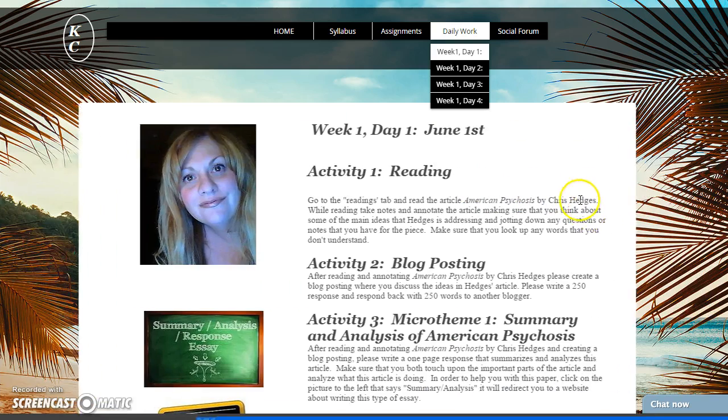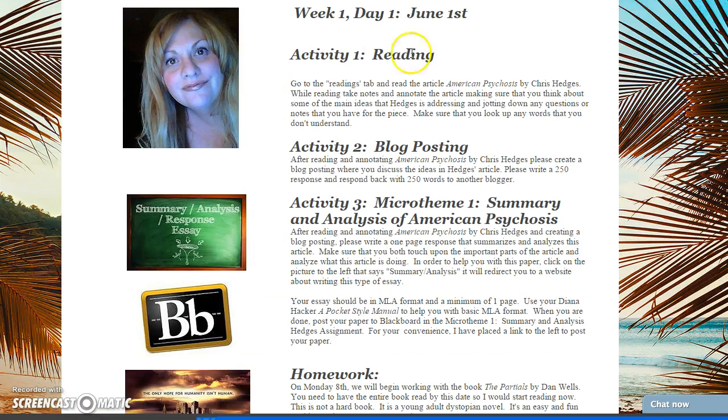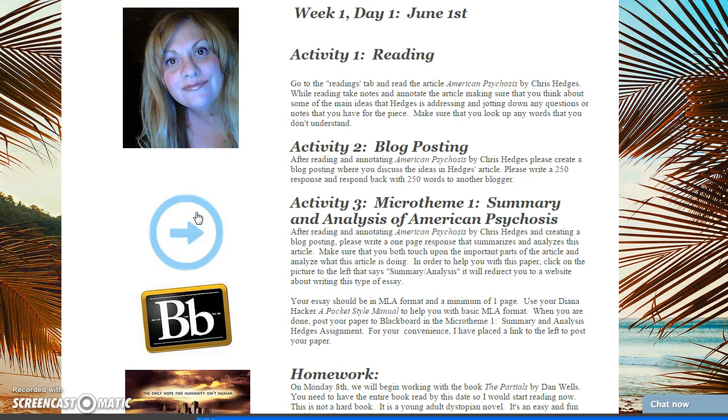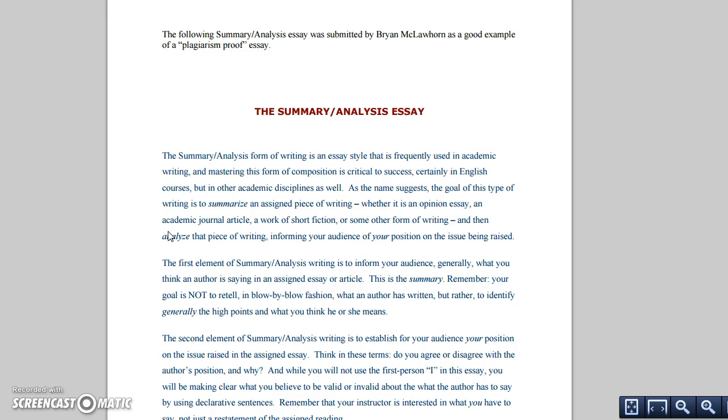If you click on week 1, day 1, you're going to see a whole bunch of stuff. So on the right over here is this information, activity, activity, activity, homework. Over here on the left, some of these are radio buttons, so that means you can click on them and they'll take you to information. For example, Microtheme 1, Summary and Analysis of American Psychosis. If you click on this link over here, it's going to take you to another website, which is going to give you information on how to do a summary and analysis essay.